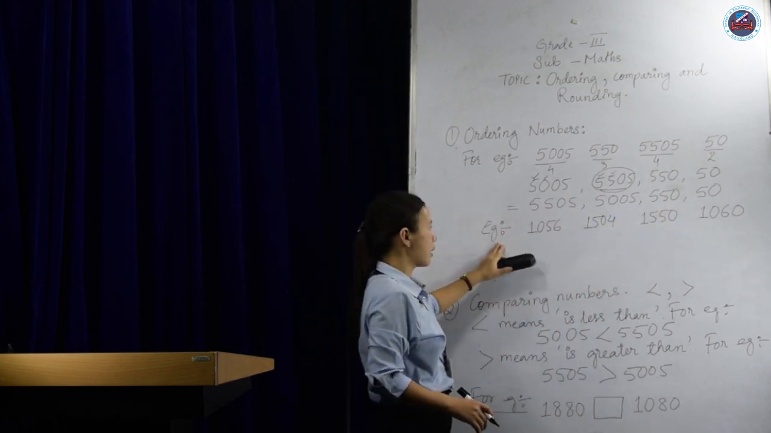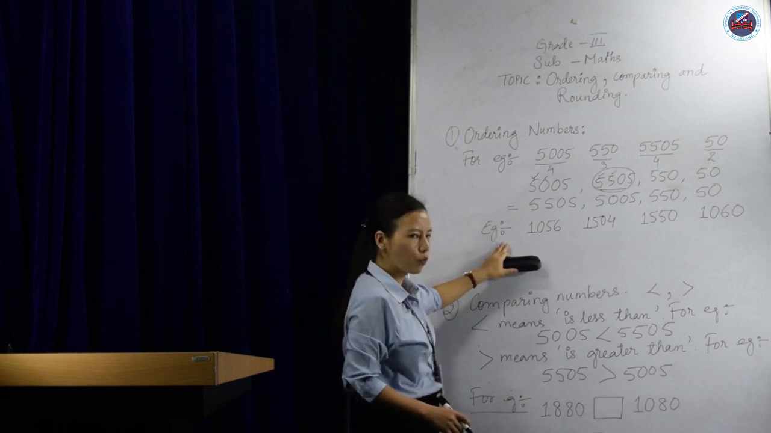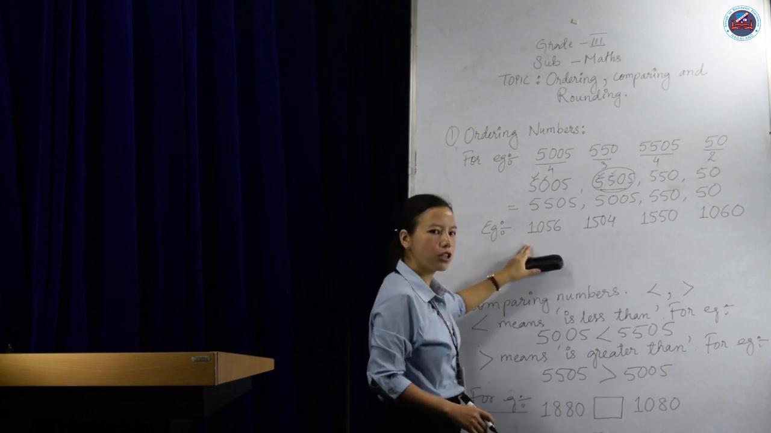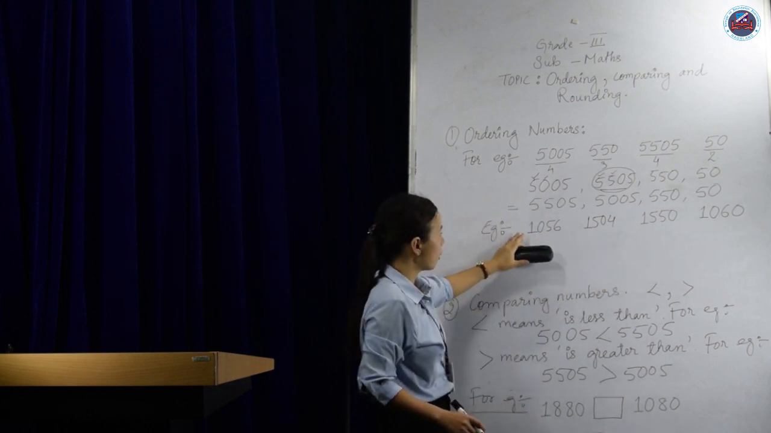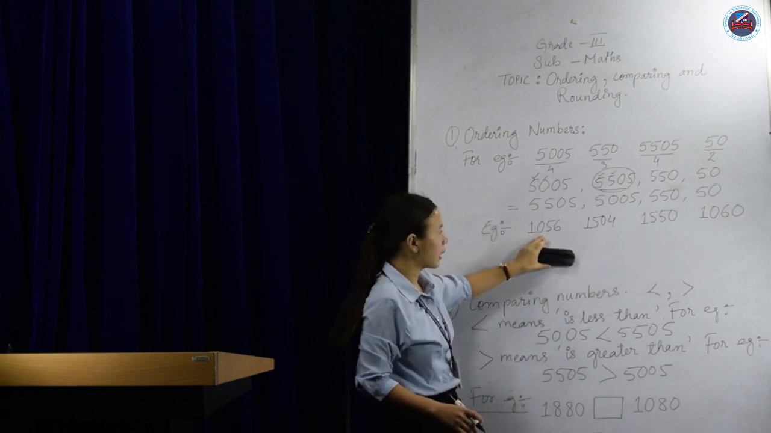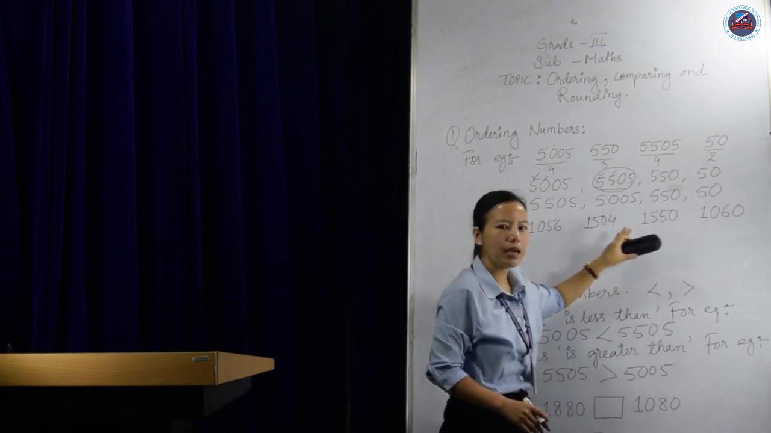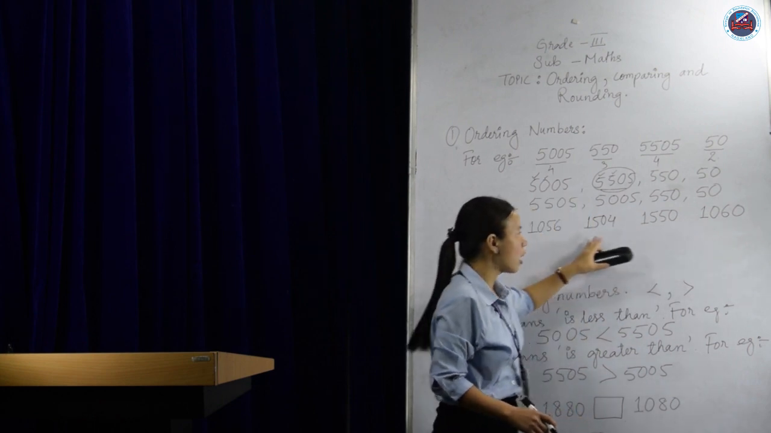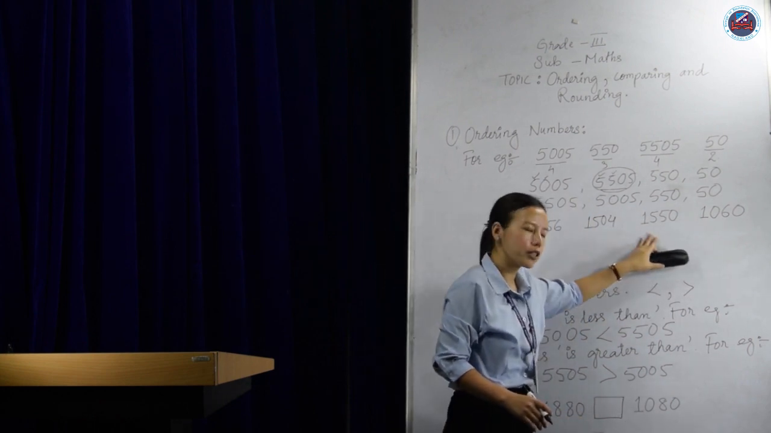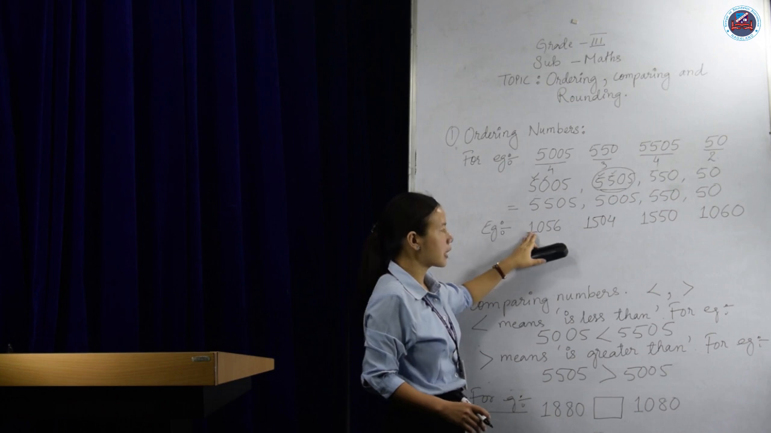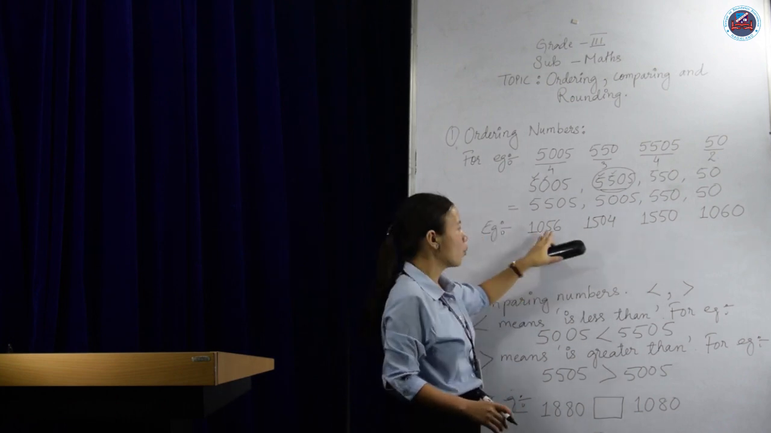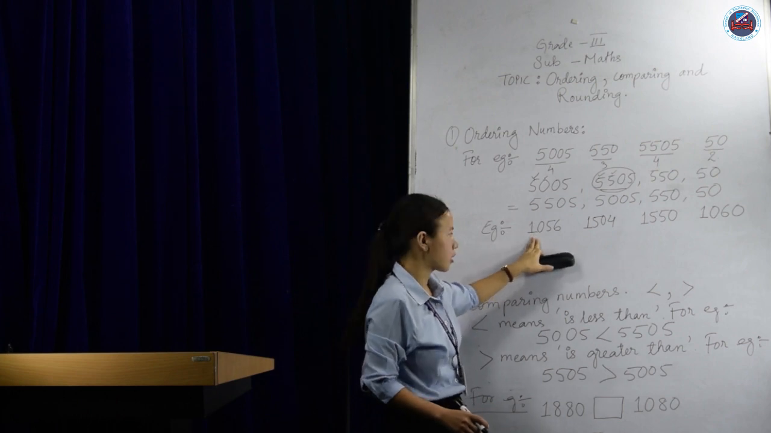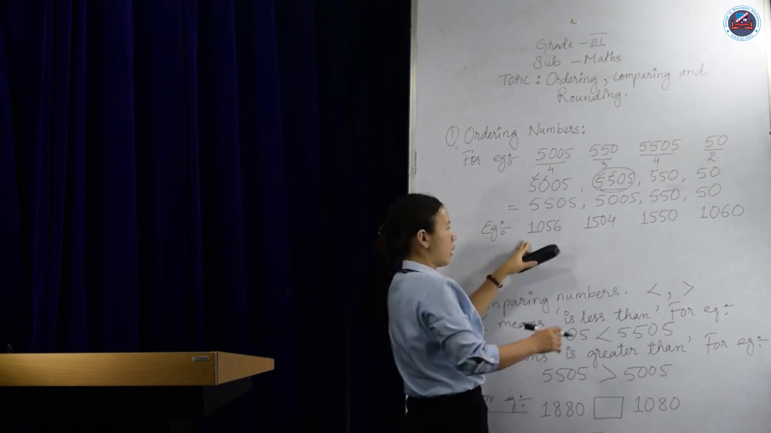Now let's look at another example. Here we're going to arrange these numbers not from the greatest to the smallest, but from the smallest to the greatest. When we look at these numbers, we find that all of them have the same number of digits, that is 4, 4, 4, 4. So how do we know which number is the smallest? Since they have the same number of digits, we compare each of the digits starting from the thousands place. So let's compare the thousands place.